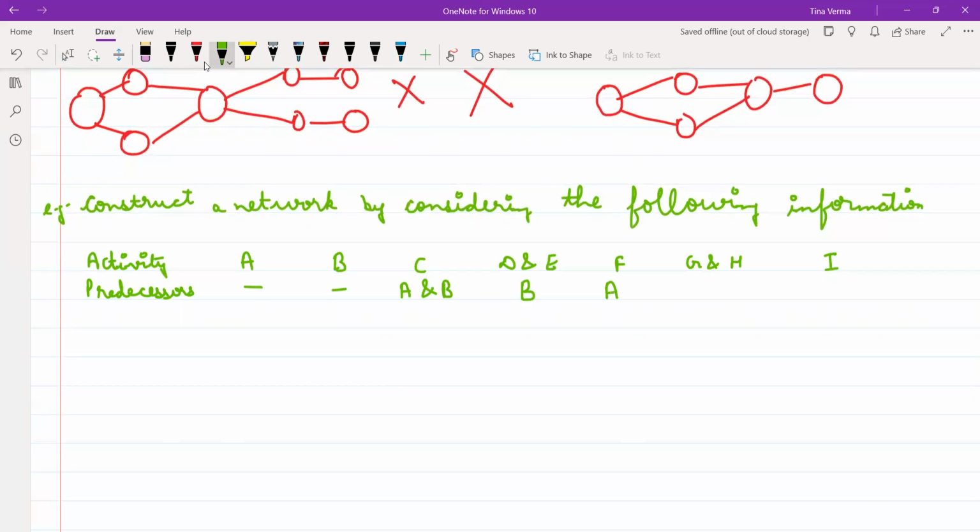For the start of activity F, A and B. For the start of activities G and H, F and D should be completed. And for activity I, C and G are required. Is it clear? Yes or no? Now you have to construct a network.